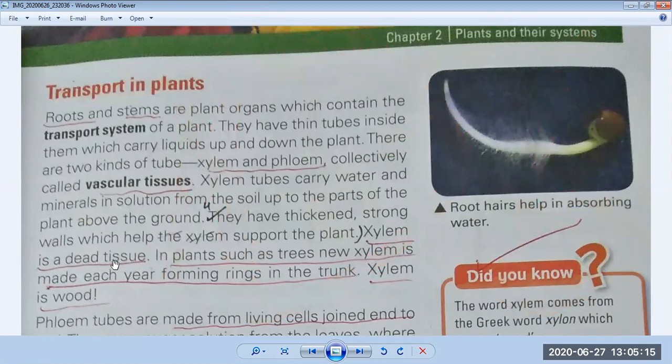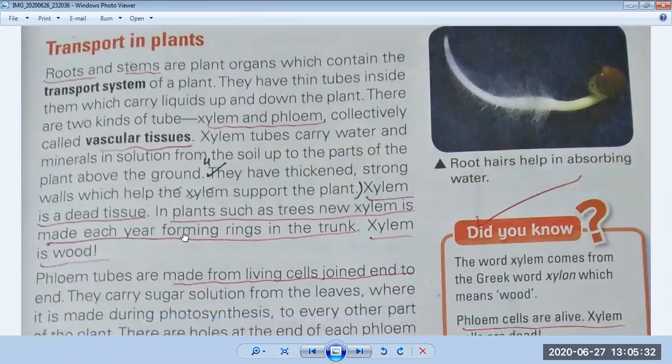It has rings on it. It makes rings in the body of a plant. In plants such as trees, new xylem is made each year, forming rings in the trunk. So xylem is wood. That's why it is called a dead tissue.